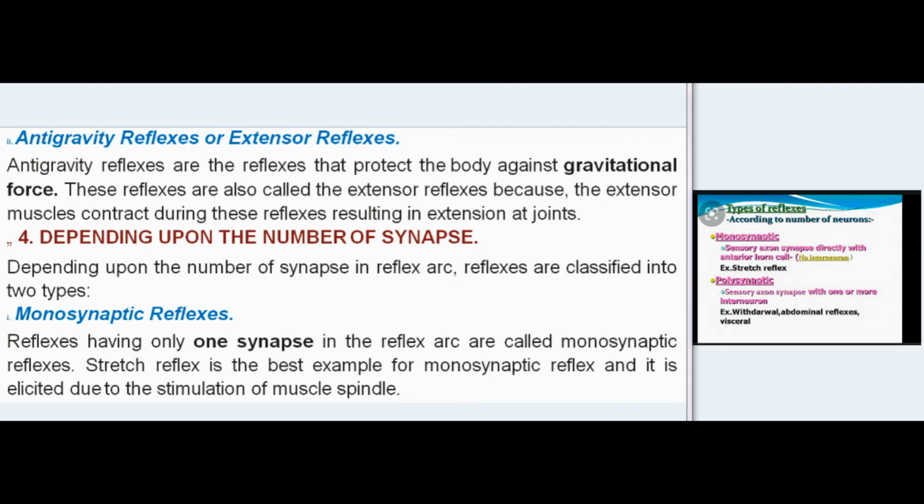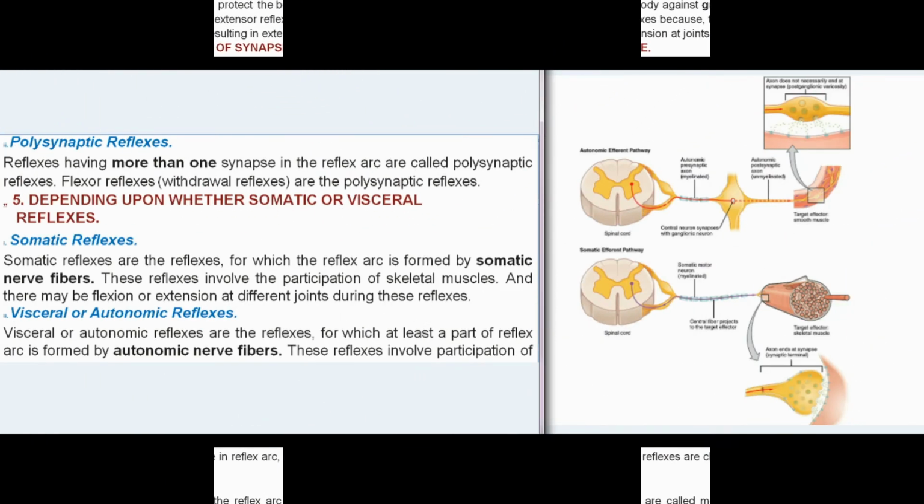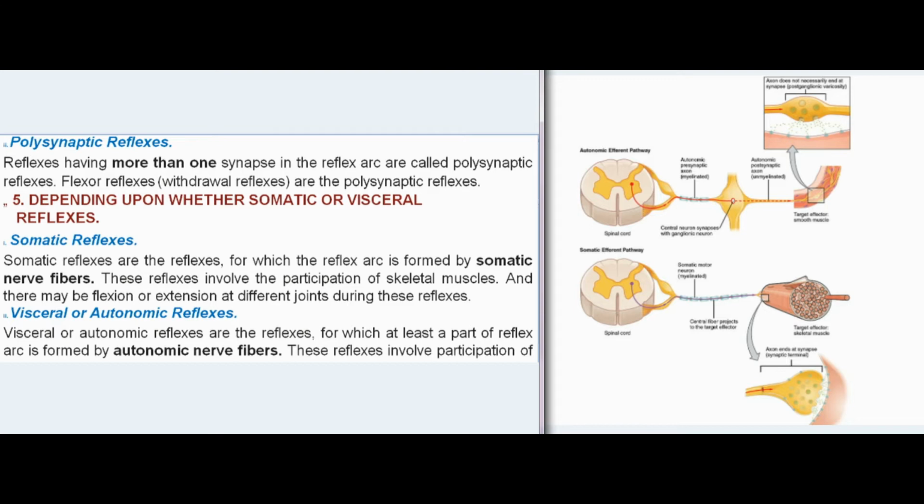4. Depending upon the number of synapses. Depending upon the number of synapses in reflex arc, reflexes are classified into two types: monosynaptic reflexes. Reflexes having only one synapse in the reflex arc are called monosynaptic reflexes. Stretch reflex is the best example for monosynaptic reflex, and it is elicited due to the stimulation of muscle spindle. Polysynaptic reflexes. Reflexes having more than one synapse in the reflex arc are called polysynaptic reflexes. Flexor reflexes, withdrawal reflexes, are the polysynaptic reflexes.